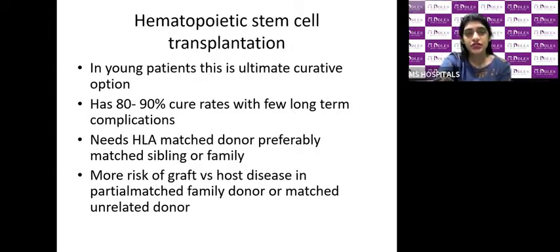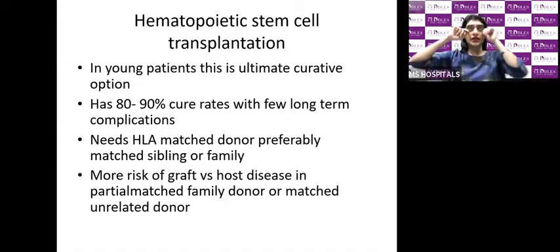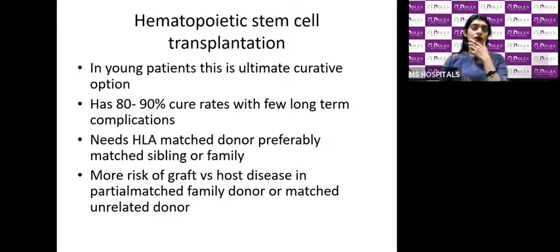Hematopoietic stem cell transplantation in young patients is the ultimate curative option. So the recent guidelines say that when there is severe aplastic anemia and you have a matched sibling donor, then the first line to treat is to do a hematopoietic stem cell transplantation. If you don't find a matched donor, or you have a half match, a half match and IST should be weighed, which one would be better for that particular child.